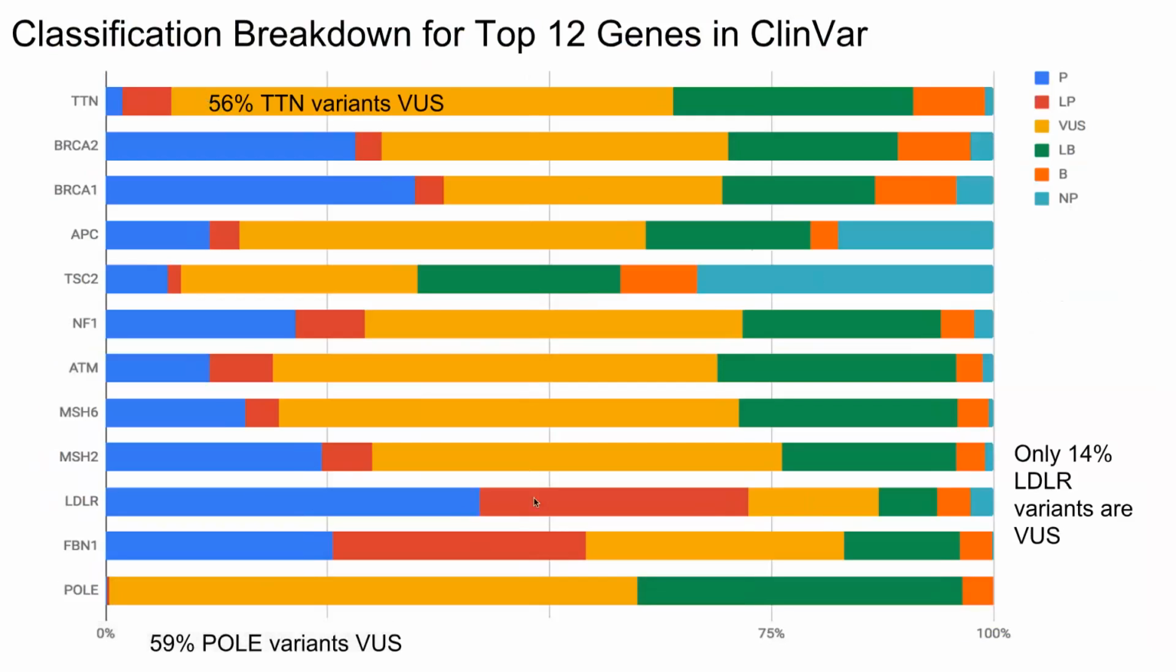So being able to look at these big picture trends is helpful when you have a set of genes you're interested in, want to get an idea of the breakdown of classifications and how maybe your gene of interest compares to what's known about a different gene within ClinVar, and be able to do comparisons like this.